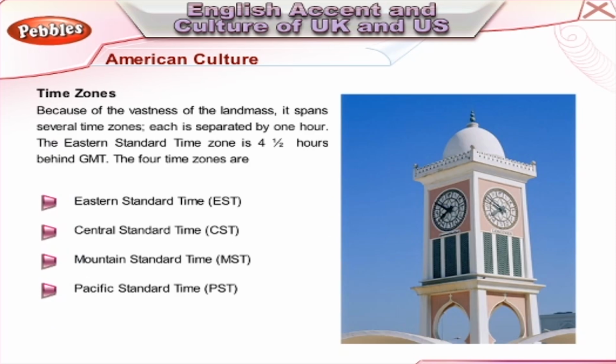Time zones. Because of the vastness of the landmass, it spans several time zones. Each is separated by 1 hour. The Eastern Standard Time Zone is 4.5 hours behind GMT. The 4 time zones are Eastern Standard Time, Central Standard Time, Mountain Standard Time, Pacific Standard Time.